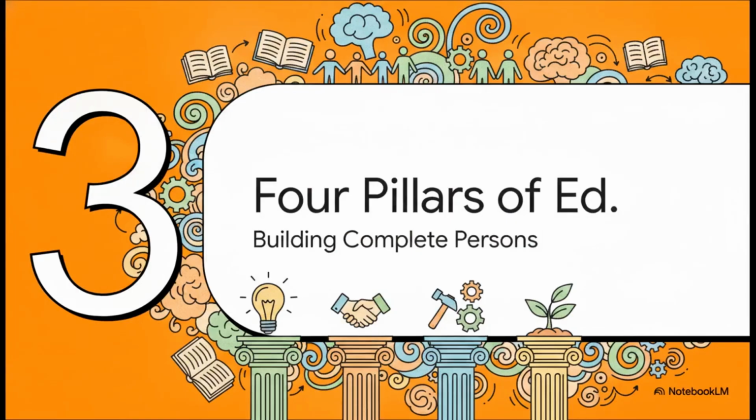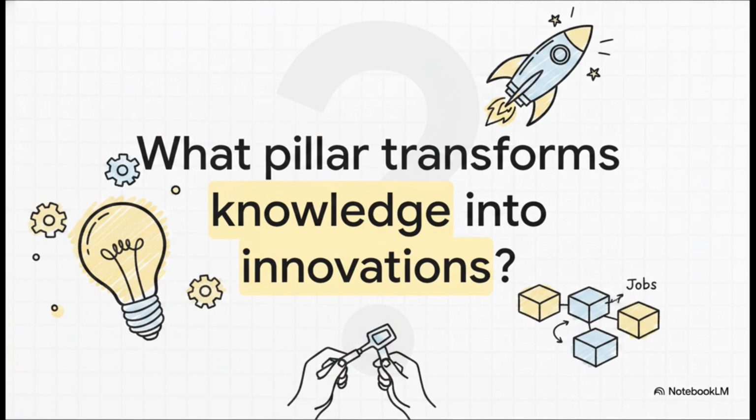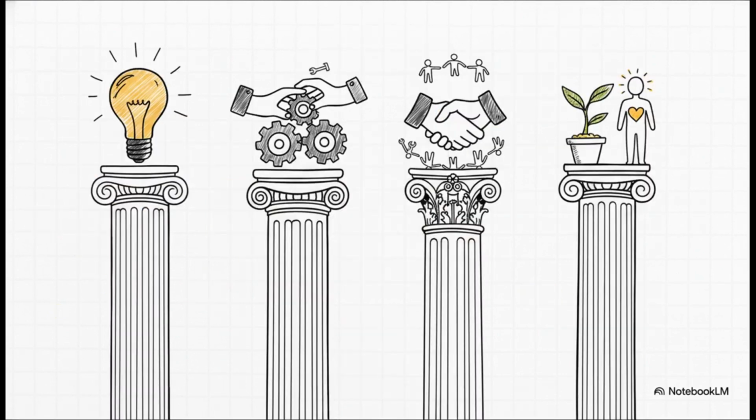All right, Section 3, the 4 pillars of education. Building a complete person. Let's challenge ourselves again with a quick thought experiment. If a teacher heavily emphasizes transforming knowledge into innovations in job creation, what pillar is being promoted there? Think about the highly practical application of knowledge. If you guessed learning to do, you hit the nail on the head. So here is the whole shebang, the 4 pillars in full. Learning to know is all about developing memory, concentration, and those core instruments of understanding, basically learning how to learn.